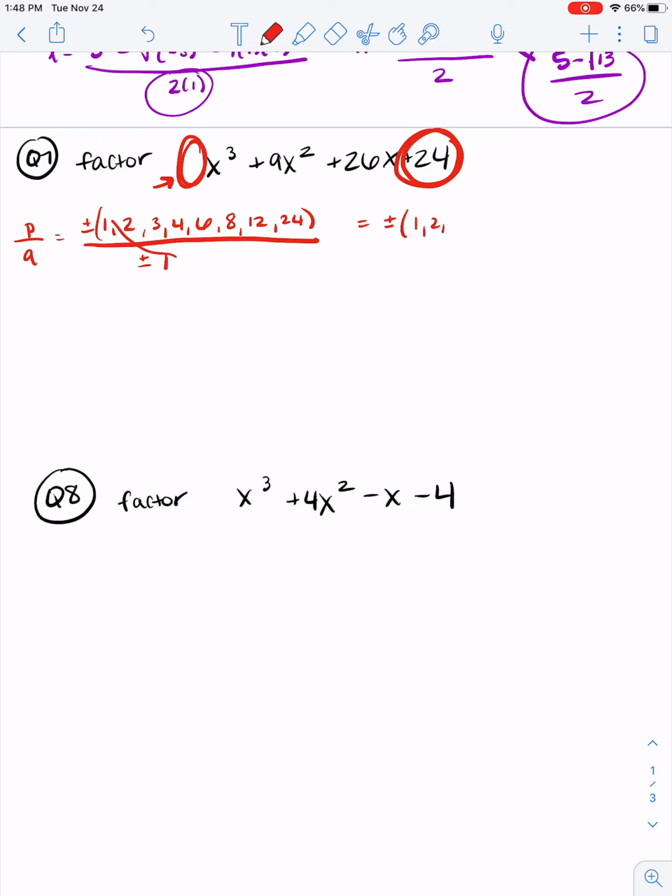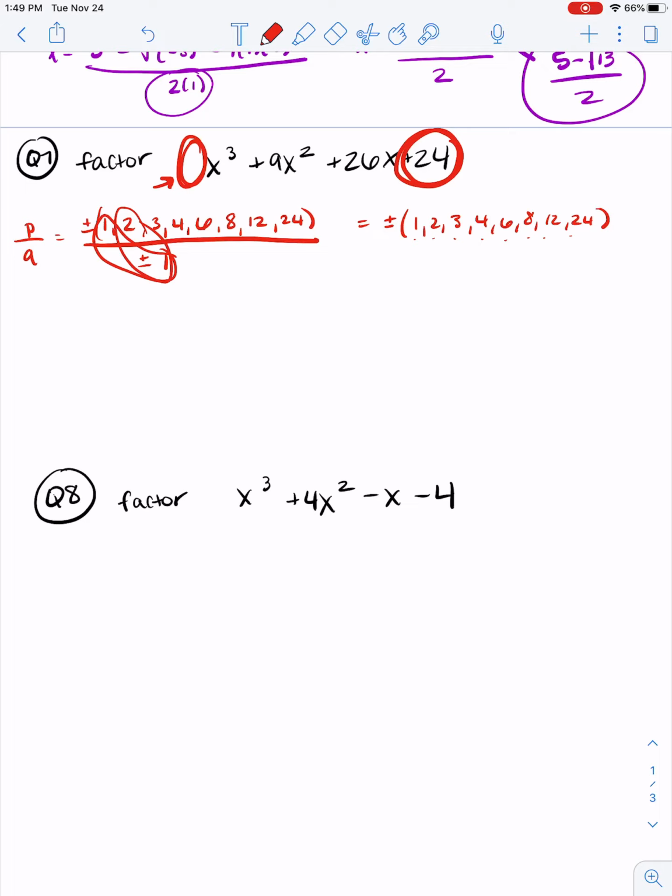So you divide all the numbers on the top by all the numbers on the bottom. So plus or minus 1, 2, 3, 4, 6, 8, 12, and 24. Those are all the possible solutions. Technically we have 8 numbers, and there's a positive and a negative version of each of those. So there's 16 possible solutions, okay?